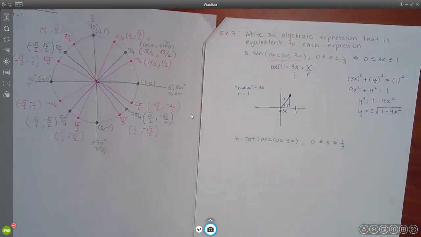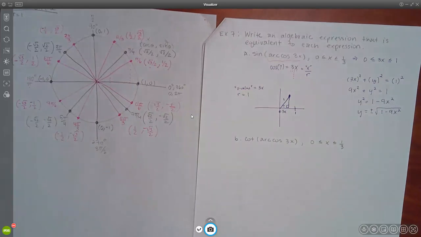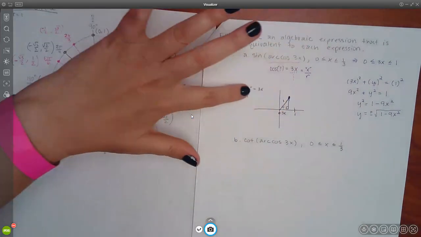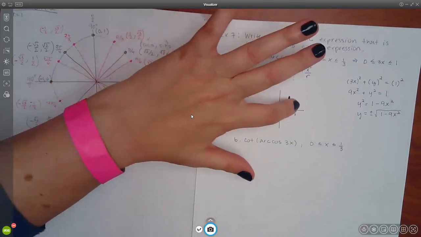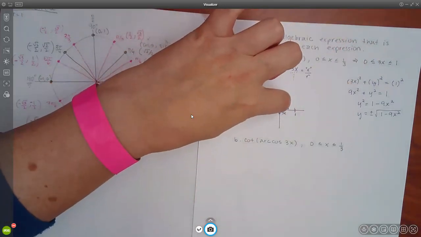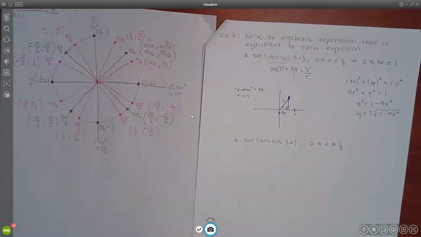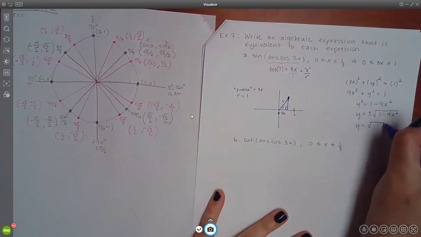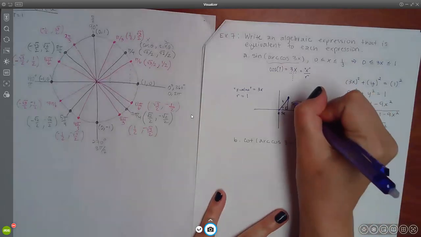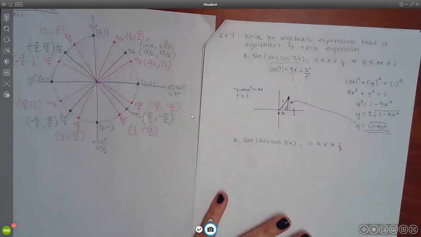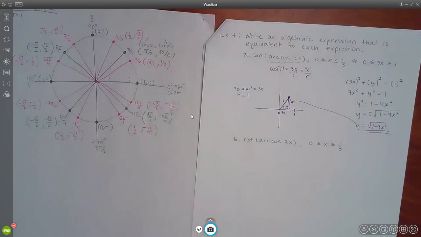Now, because of the quadrant that I'm in, because of these boundaries, it put me in this quadrant. Because for our cosine, I know I had to be in one of these two quadrants, and according to those boundaries, it put me in this one. If I'm here, is my y value going to be positive or negative? So that's what I'm going to use for this measurement right here. It's an expression, the square root of 1 minus 9x squared.